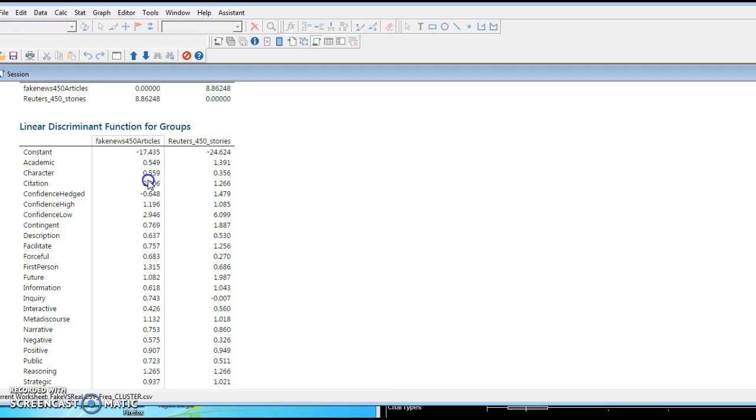Okay. If we look at character, which indicates people, on the other hand, you see that the Reuters number is 0.35, or 0.36 if we round it off, but it's actually higher, 0.559, for fake news. That means that because character is higher for fake news, the more a story contains information about people or characters or pronouns or proper names, the slight weighting goes to calling it fake.